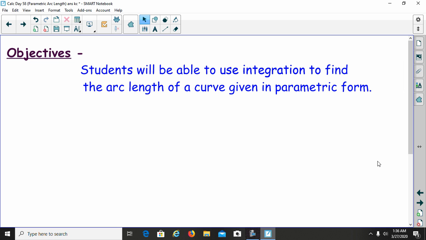Hello, and welcome to this video about finding the arc length of a curve defined parametrically. In this lesson, you will learn how you can use integration to calculate the length of a curve given in parametric form.